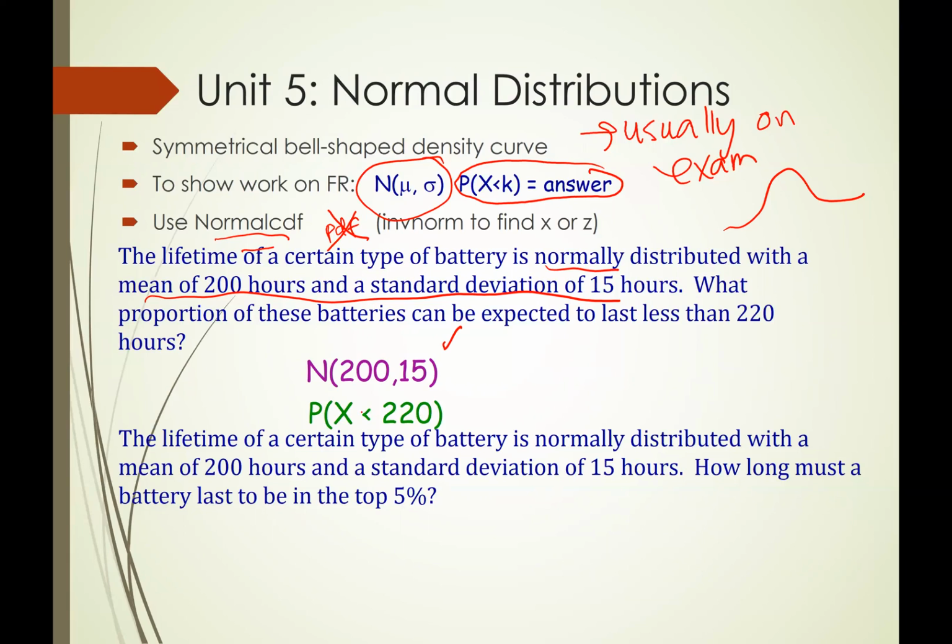So here's my probability statement. That's what I'm trying to figure out. I'm going to use normal CDF to figure this out. So the mean is in the middle. We're at 220. We're shading less than that. So I can see that I'm shading well over half.